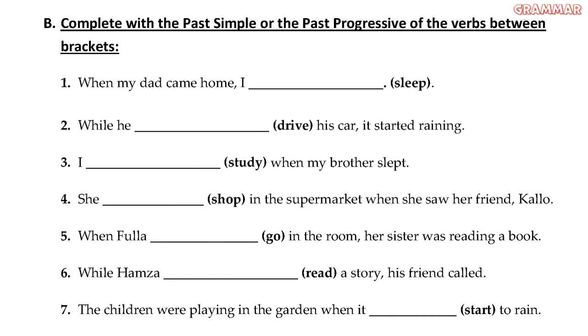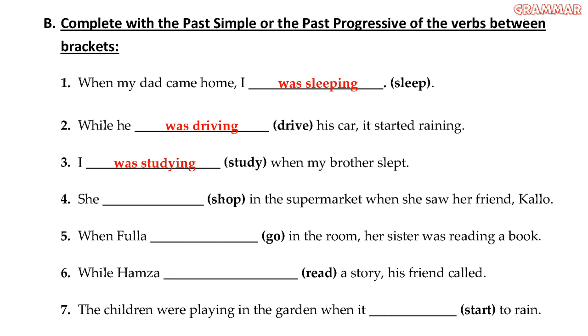Next one, complete with the past simple or the past progressive, depending on the rule we have just learned. Number one, when my dad came home, very good, I was sleeping. Two, while he, after while, ing, don't forget, so while he was driving his car. Three, I study when my brother slept. So here it's slept, past simple, so make study in the past progressive. I was studying.